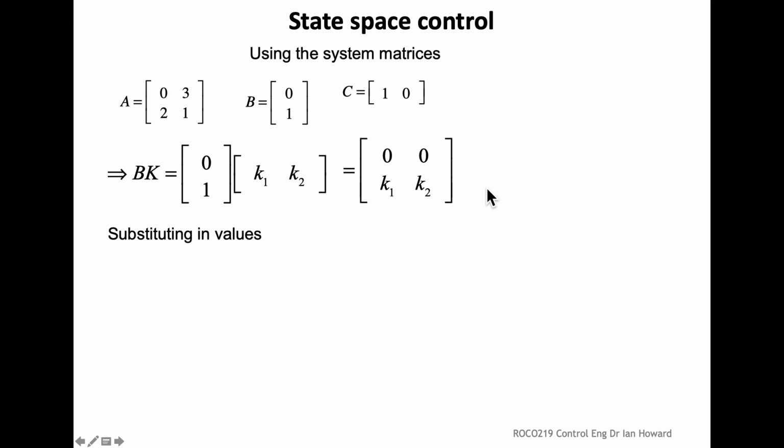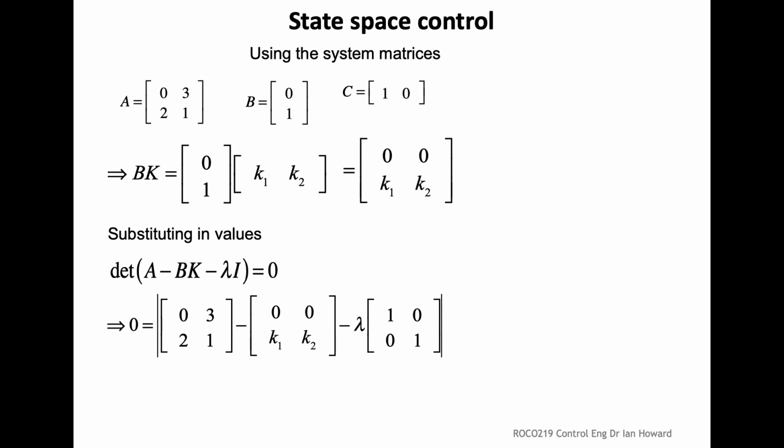and then 1 by K1, 1 by K2 for the second row. Now we're going to look at our equation that we've got to solve, determinant of A minus BK minus lambda I equals 0. We're going to stick in all the values and see what we get. So we stick in the A, the minus BK, and then the minus lambda I. Then we just go through and evaluate by element subtraction. So 0 take away 0, take away lambda. In fact, it should be lambda.